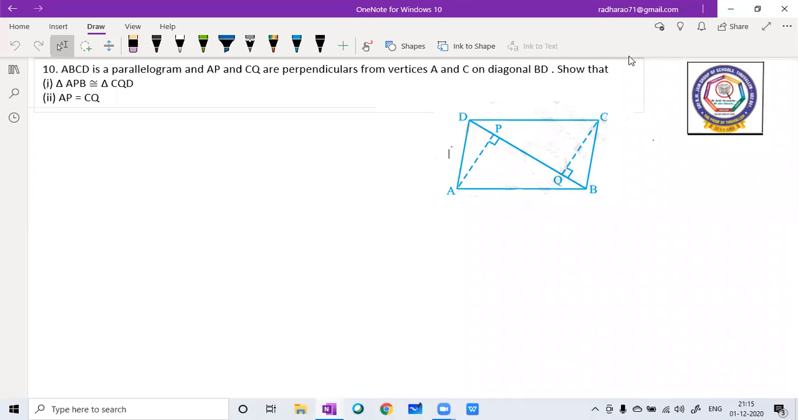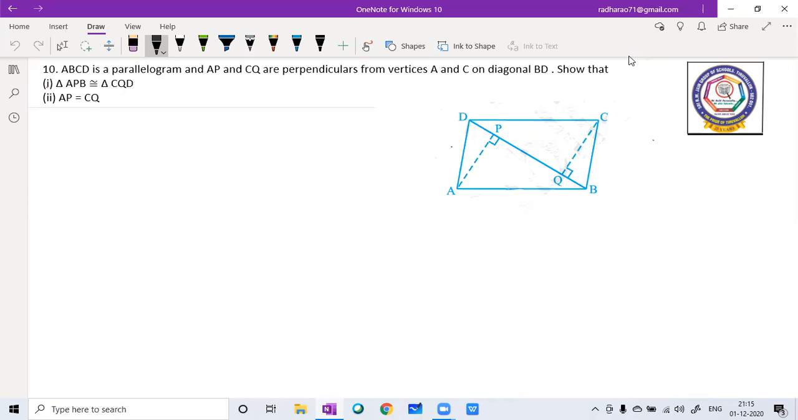Now let us see the next question, 10th question. ABCD is a parallelogram and AP and CQ are perpendiculars from vertices A and C on diagonal BD. You have to show that triangle APB is congruent to triangle CQD and AP is equal to CQ.